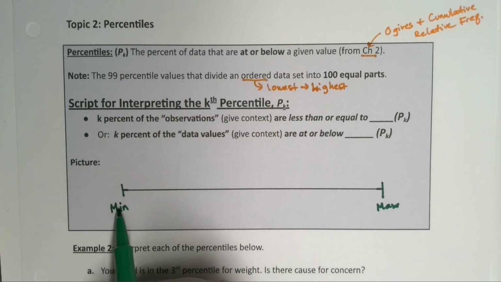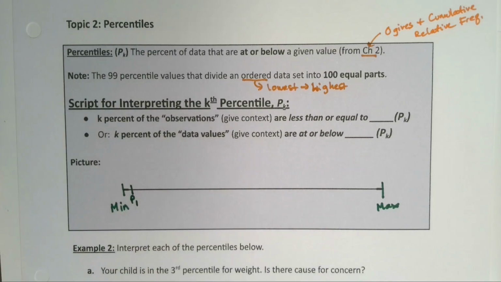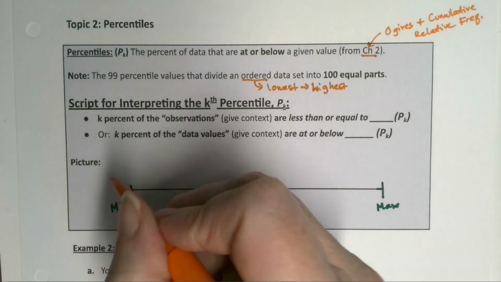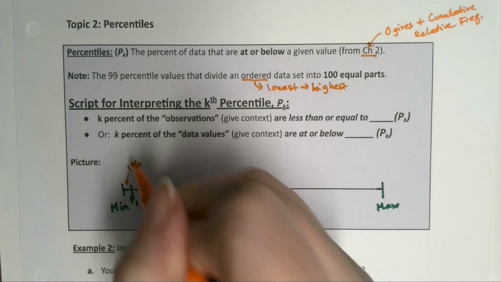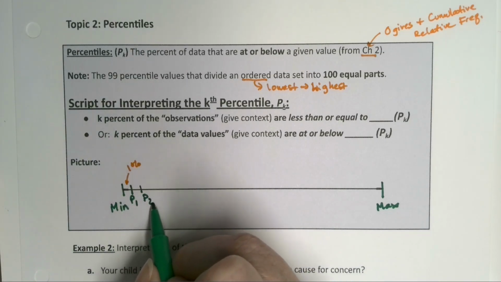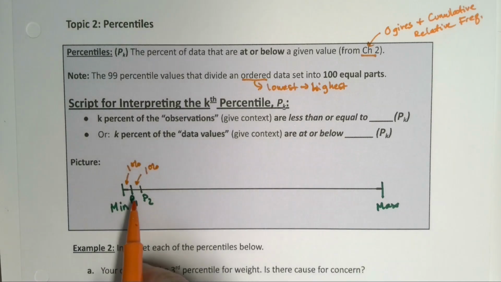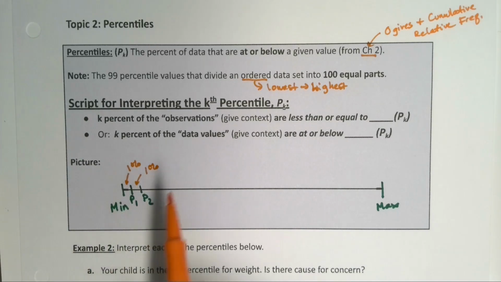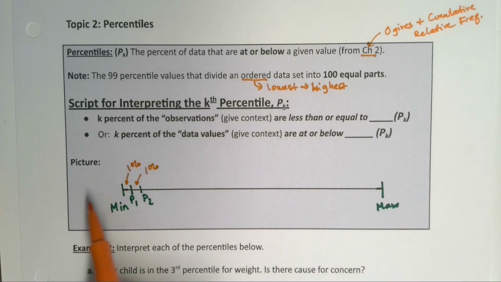So you have your minimum right here. Right near that, you would have P1, percentile 1. And 1% of your data is below that P1. Then you would have P2 right here. And then another 1% of your data is below there. So together, 2%, right? Because 1% and 1% makes 2%. And you keep going like that. And there's 99 of them to get you all 100 sections.